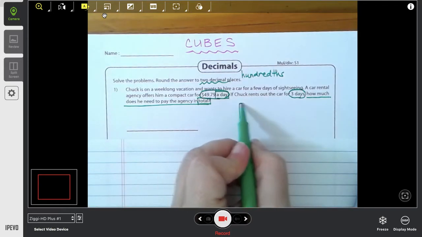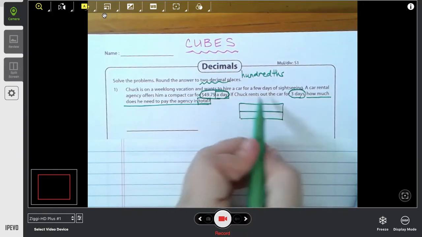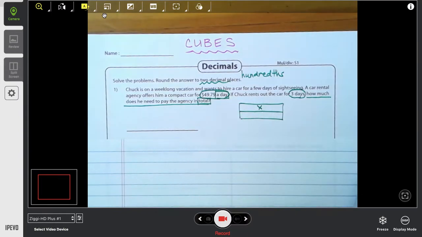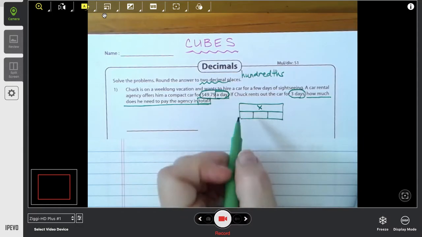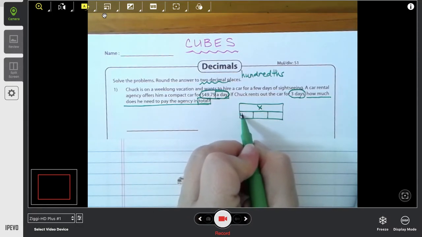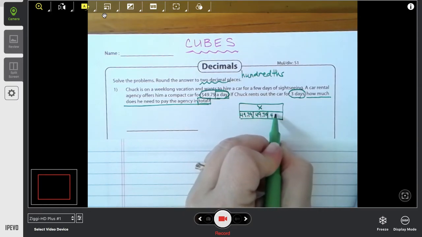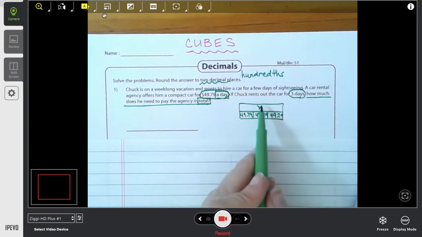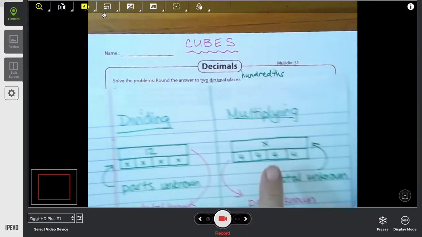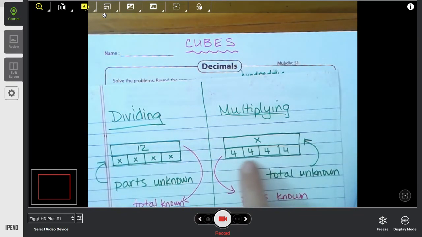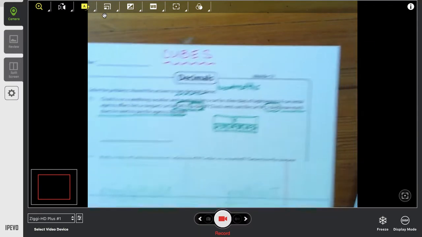So here's what I see. And you know Miss Jones is a very visual person. Since I don't know the total, that's my X. But we do know he's going to rent it for 3 days, and each one of them is $49.79. So if that's the case, and I don't know the total, but I do know the parts, and the parts are all the same, it's going to be a multiplication problem. So let's multiply.